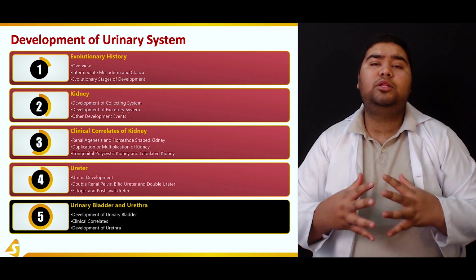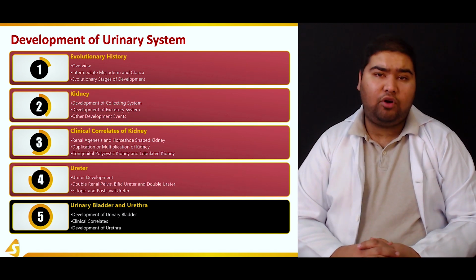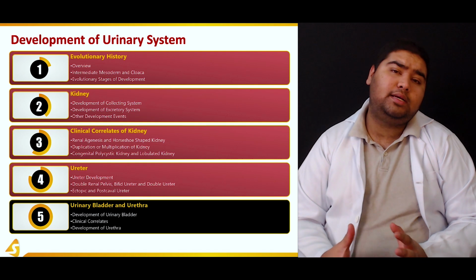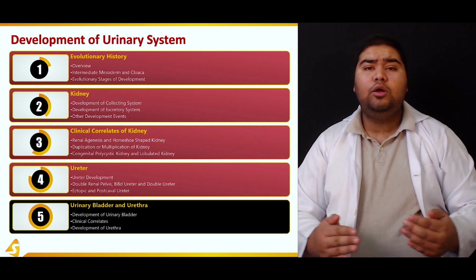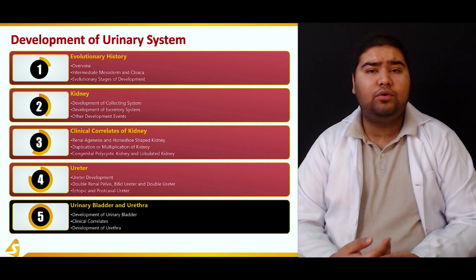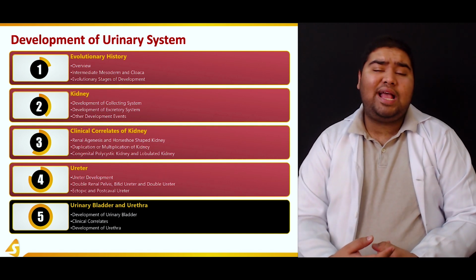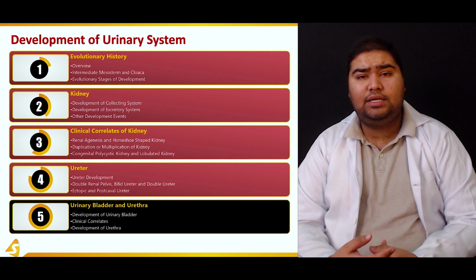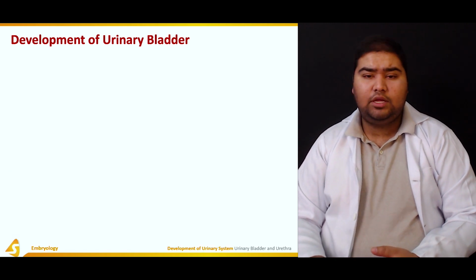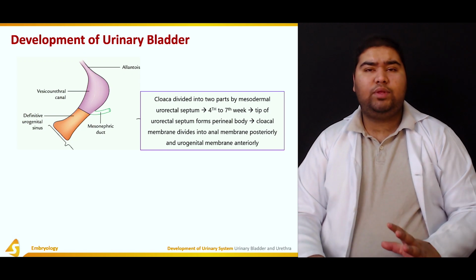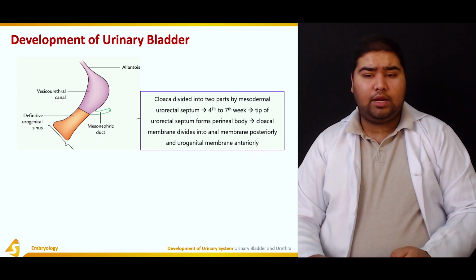We'll see how the urinary bladder actually forms, what steps are taken in the human embryo to form the adult bladder. Then we'll see what happens if any of these steps go wrong, and we'll see how finally the adult urethra is formed in both the males as well as the females. So let's begin with the development of urinary bladder.